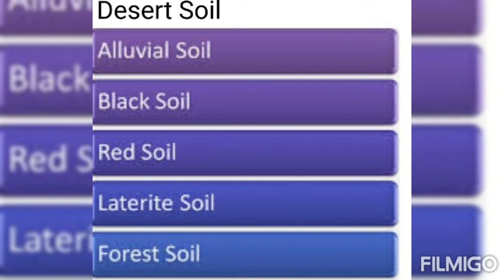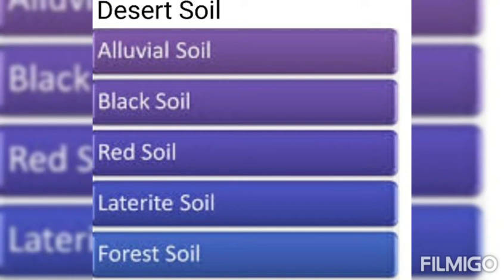Now let's see what are the various types of soil found in India. First you can see is desert soil. Of course it is found in areas like Rajasthan where there is scanty rainfall. Every soil has three particles: sand, silt and clay. In desert soil the quantity of sand is more. Sand does not absorb water. It is highly infertile. Proper irrigation methods should be used to make desert soil cultivable.